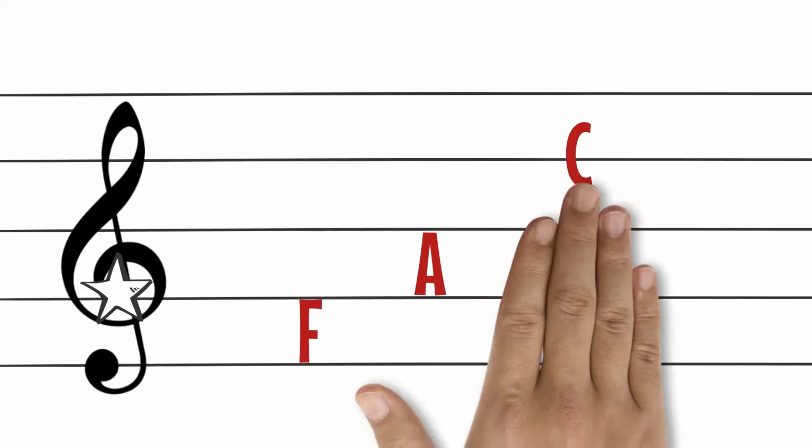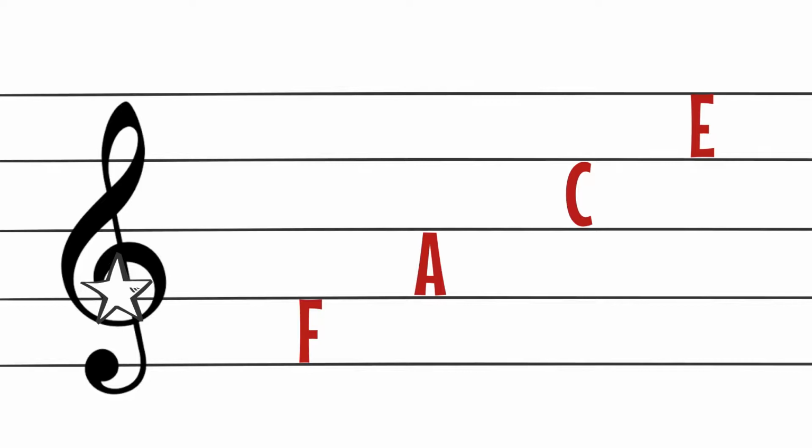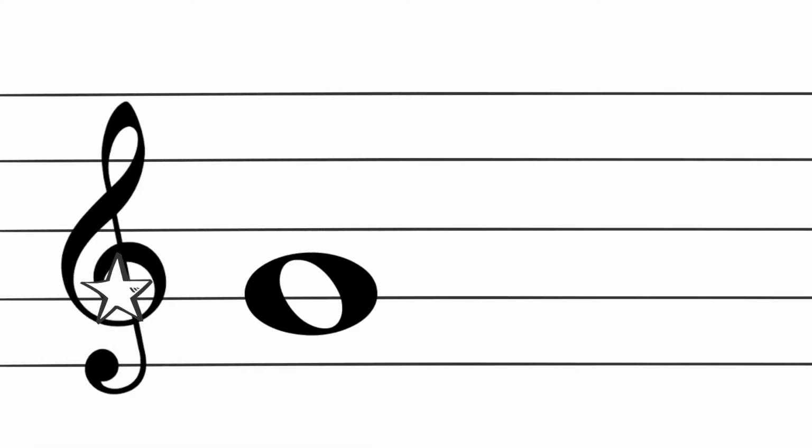The notes of the four spaces with the treble clef spell out the word face, F, A, C, E. In lieu of the letters themselves being used, notes are placed on the staff.